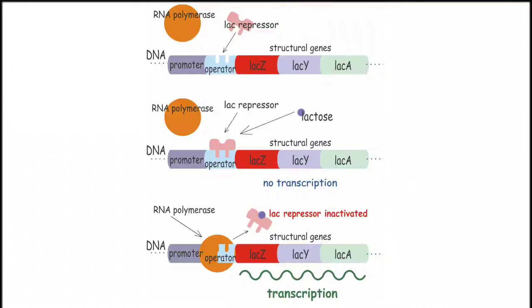When lactose is absent, the I gene produces the repressor mRNA, which can block transcription. When lactose is present, the lactose acts as an inducer and binds to the repressor, thus forming an inactive repressor. So this was all about the lac operon.